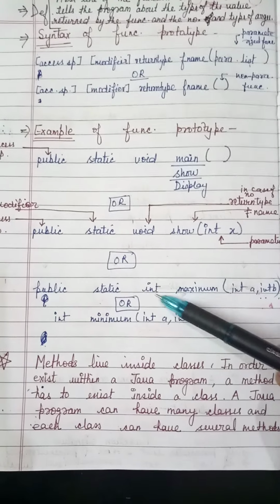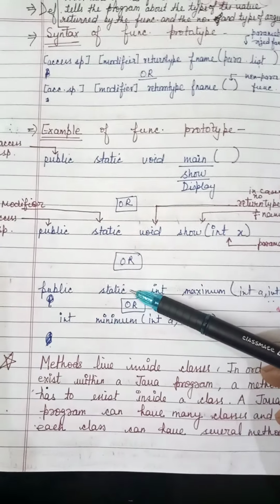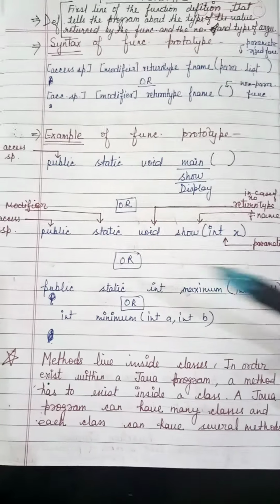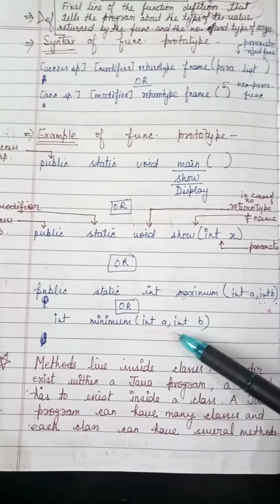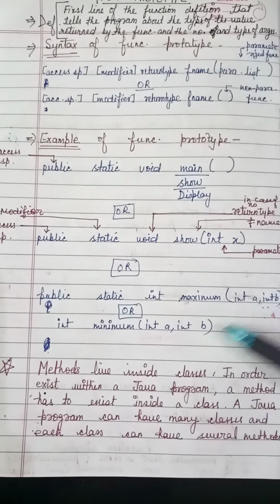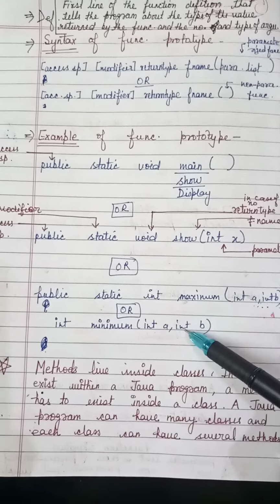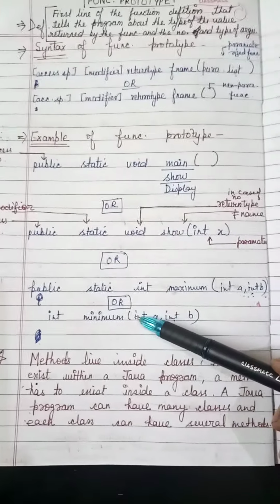Fine. This one is the compulsory part: int, maximum, and this. Public and static are the access specifier and modifier. Both are optional. Okay, like this: int minimum, int a comma int b. A parameterized function prototype, okay, because the parameters are there. Returning an integer value, so the return type is int.